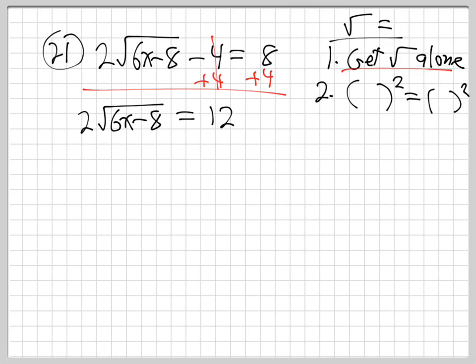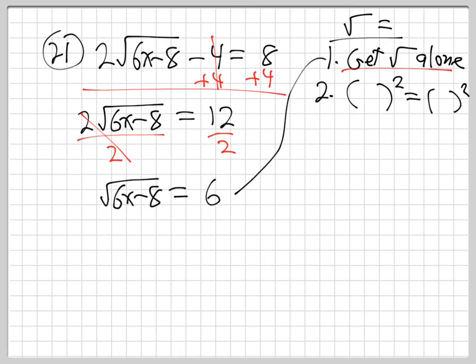Next step. What do we do to get that root alone? Divide by 2. It's 6. So all of that was the work to get that root alone. Now that we've isolated that root, what are we going to do? Parenthesis 2 power, both sides, right? We do the same thing to both sides. And the 2 power cancels the root.